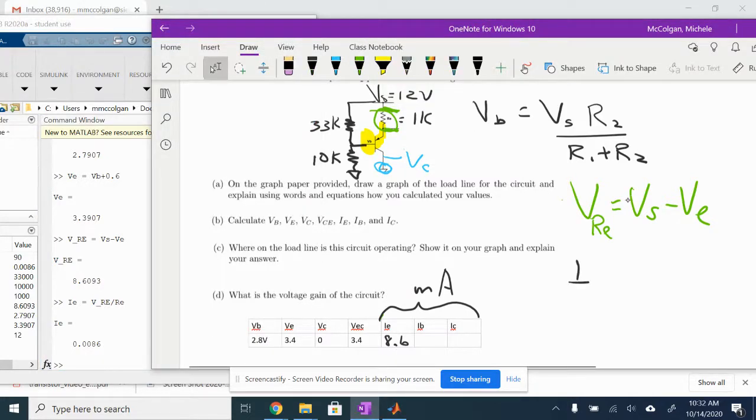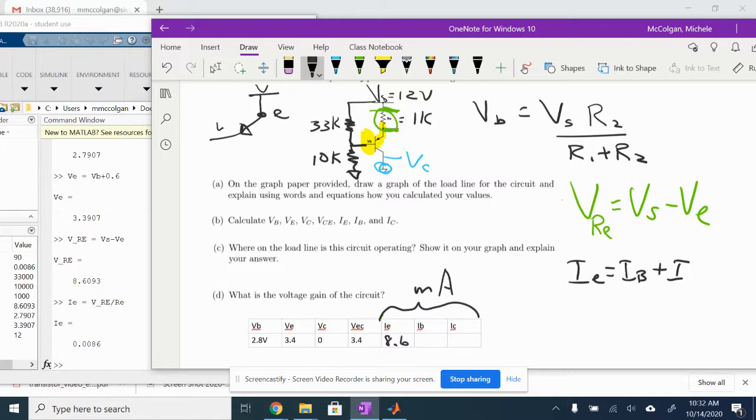Okay, and so what I'm going to do now is I know that my IE is equal to my IB plus IC. And where does that come from? Well, if I draw this, this is my E, and from E I go here, there's a diode here, and I go to B. I'm also going this way down to C. So IE splits this way and this way. And therefore IE is equal to IB plus IC.